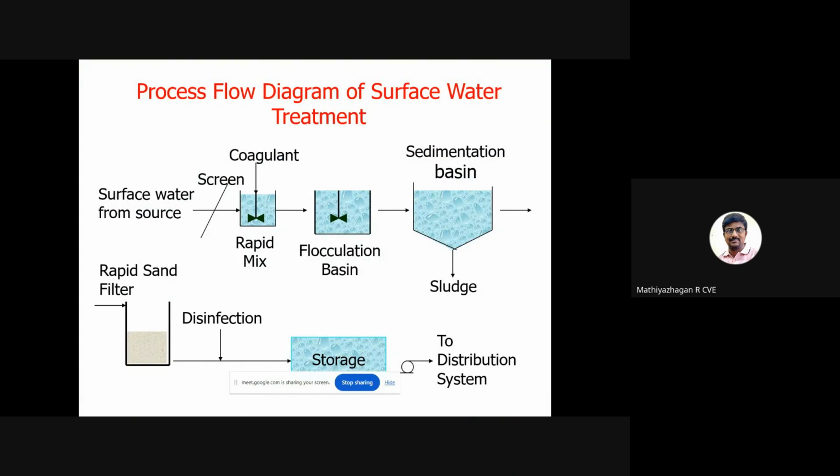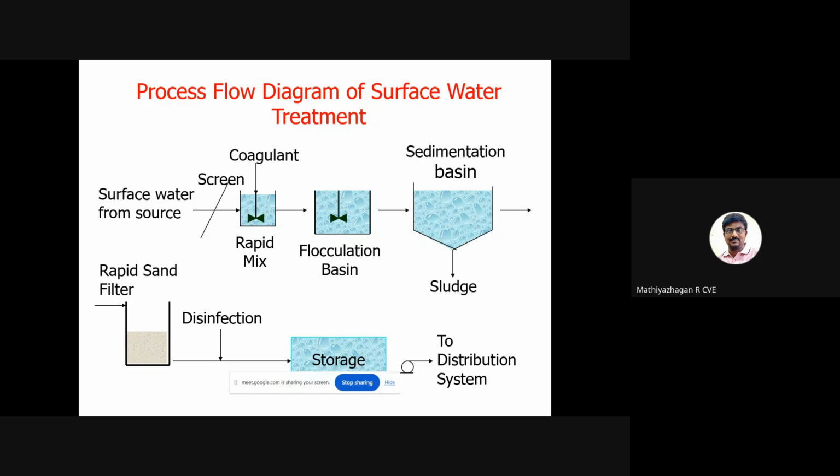Here I have given the flow diagram of conventional surface water treatment. We take the water from the source using the intake structure. Then through the conveyance system, it reaches the treatment plant. In the treatment plant, we have the coagulation process, flocculation, sedimentation, filtration, and disinfection, and it is ready to supply to the consumer through the water distribution system.